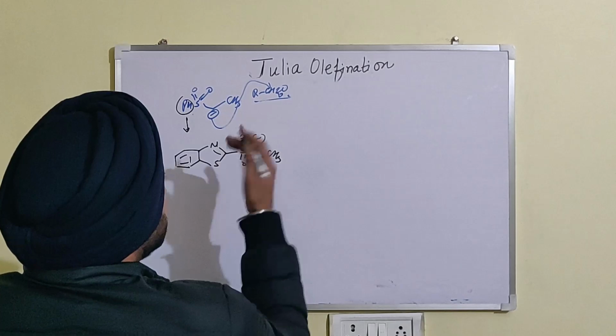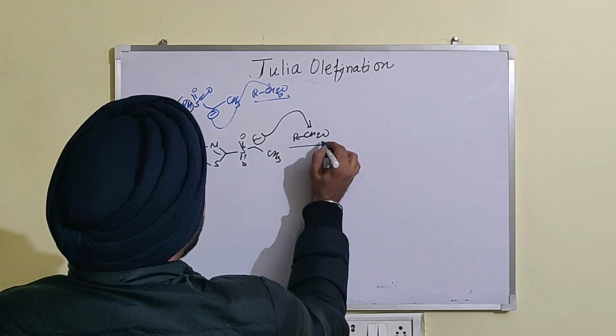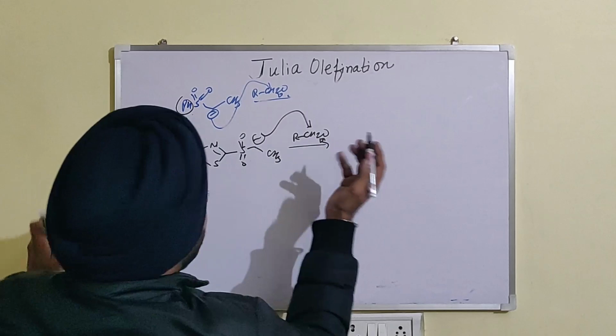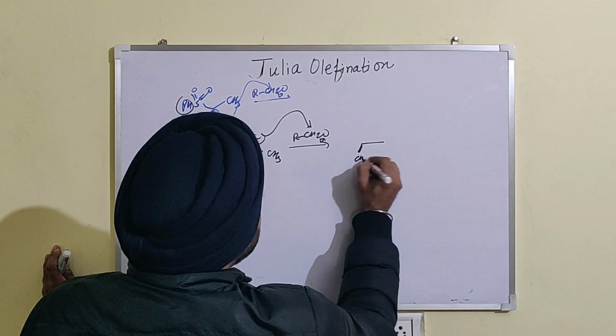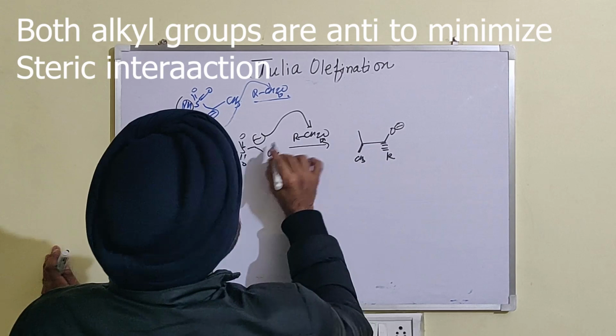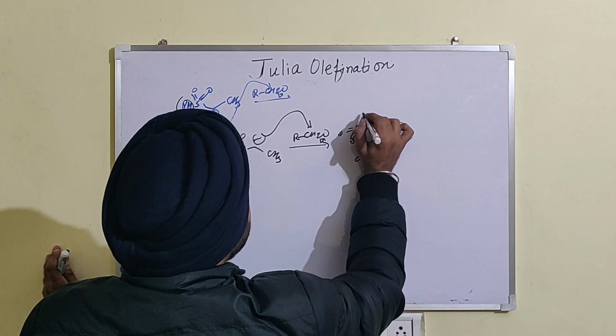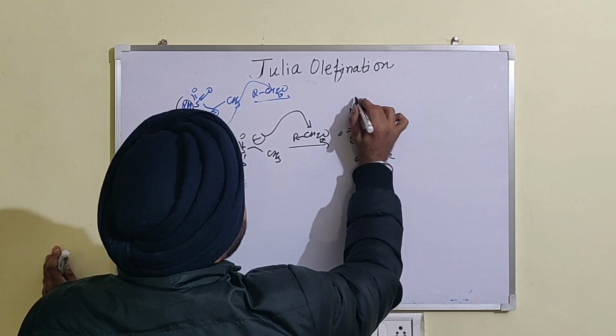RCHO. Now why do we not need any of this? What happens here is that when this attacks it, we have this methyl R. We have formed this O minus, and next to this we have this sulfone, and then this is what we have.